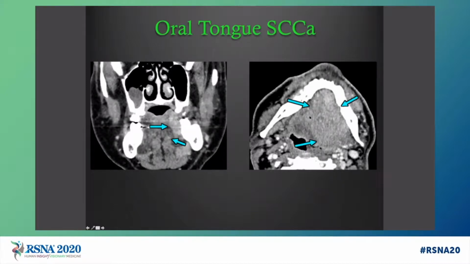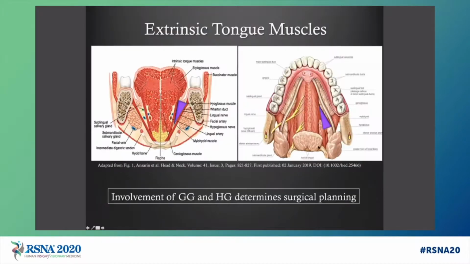In this patient, we see a much larger lesion that's involving the whole hemi-tongue, the ventral and lateral surfaces of the tongue, through the floor of the mouth, into the opposite hemi-tongue. We see a little bit of bone erosion and extension back into the base of tongue. This is a T4 lesion.